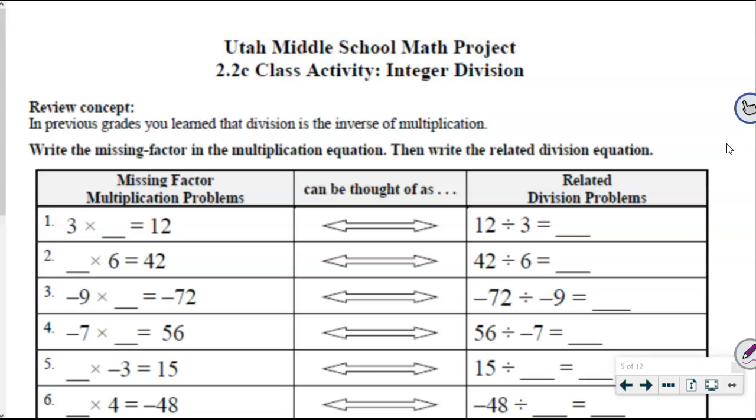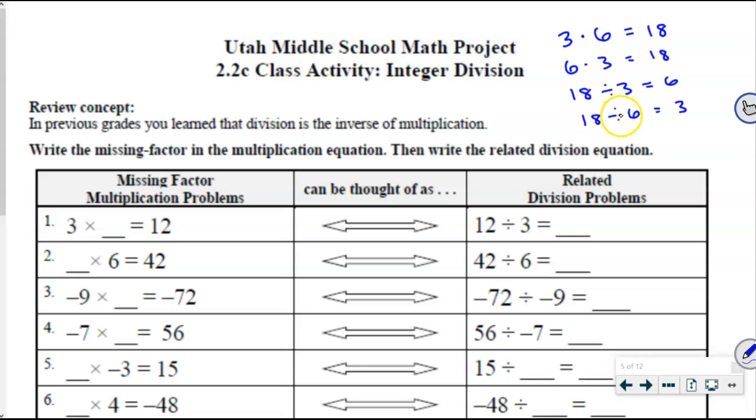Again, today we are talking about integer division, Utah Middle School Math Project 2.2C. To make sense of division with integers, we're going to rearrange some multiplication problems. It's a missing factor. You might remember the fact families of younger grades, where you can write 3 times 6 is equal to 18, and rearrange that to be 6 times 3 is 18. You can also completely rearrange it to a division problem: 18 divided by 3 is 6, and 18 divided by 6 is 3.